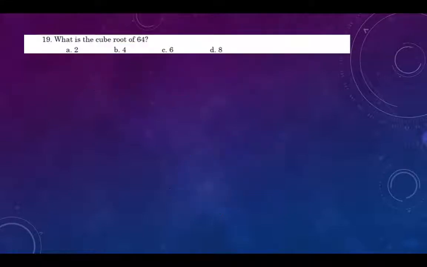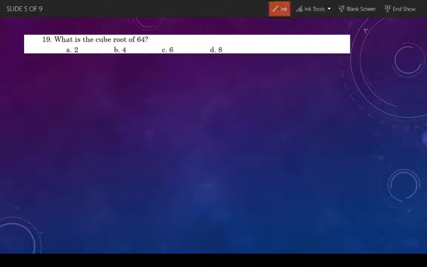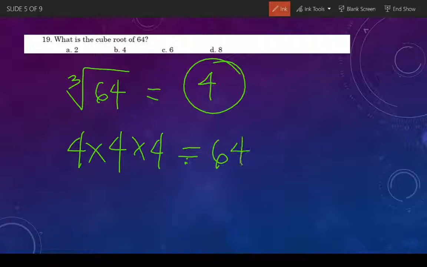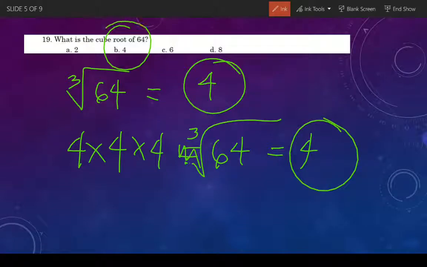Next, number 19. What is the cube root of 64? Cube root of 64. Ano ba yung number na if you are going to multiply to itself 3 times, the answer is 64. So basically, we will have 4. Kasi we have 4 times 4, that is equal to 16 times 4, we have 64. So ang cube root ng 64 will be 4. So yun. So our answer will be letter B.